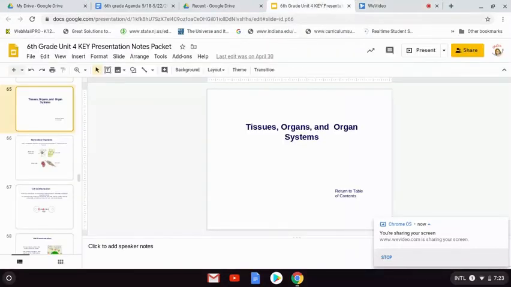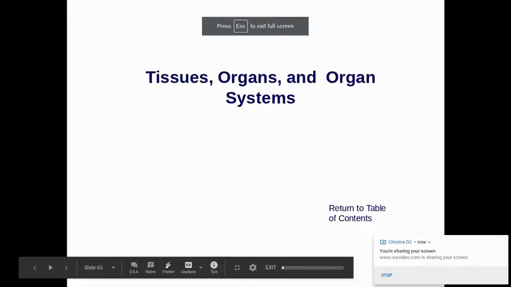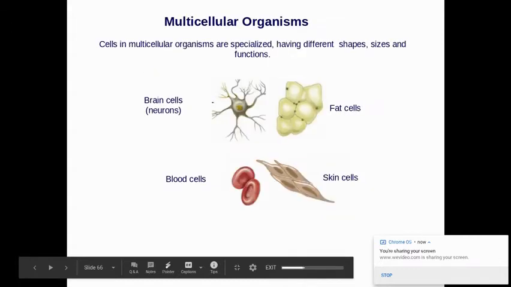Hey guys, so we are going to be covering slides 65 to 78 today. We just finished talking about cells, and now we're going to be talking about what is formed when there's a group of cells that are performing a similar function, and that is tissue. Then we're going to eventually talk about how they join together to form organs and then organ systems. Okay, if you are taking notes, remember on the exit slip, you'll be able to use the notes.